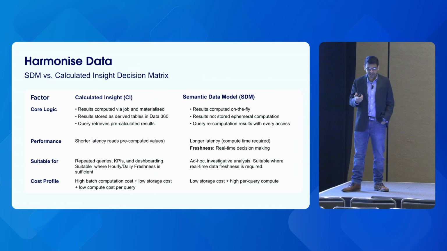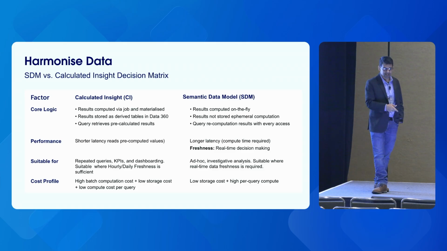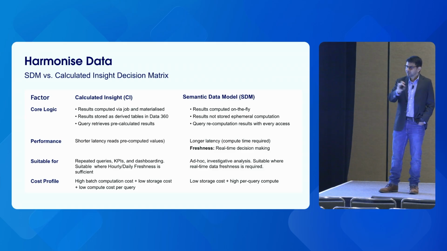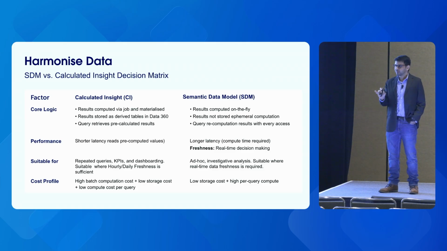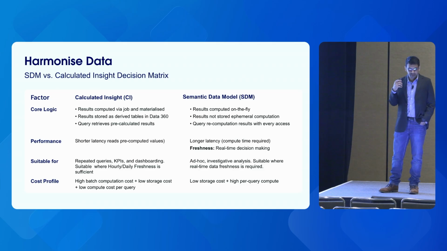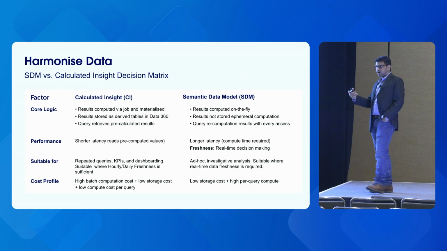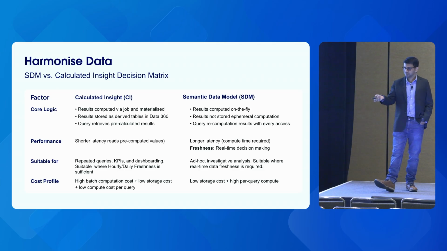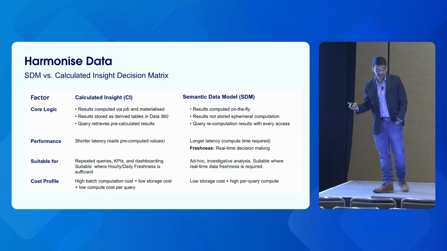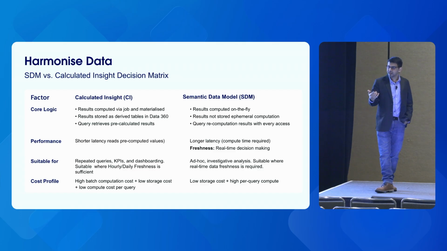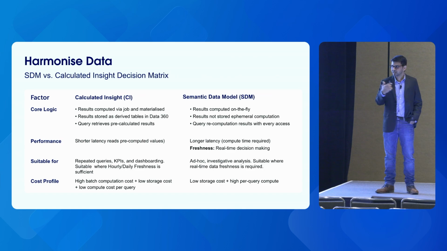All right, this is just an example of something that we did in SDM and calculated insight, but you can take this as a general thing when you are building a dashboard or whatever. The CI, the way it works is it runs its job, computes it and stores the results. On the other hand, semantic data model does everything at runtime, at query time. It computes everything on the fly. Use CI wherever shorter latency is required because it does less processing at query time. Naturally, the amount of rows processed, the amount of lookup time, everything is reduced.